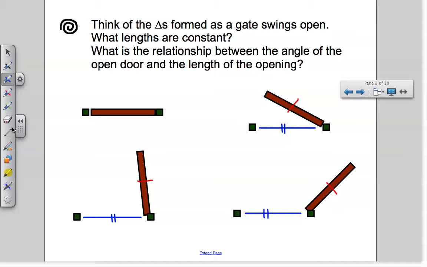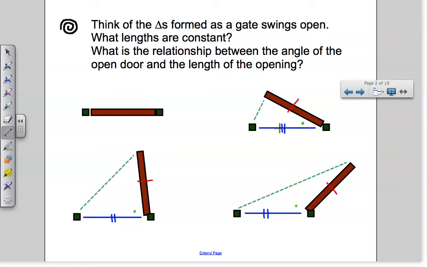And now my question, what's the relationship between the angle of the open door and the length of the opening? Now, angle of the open door, I'm looking at this angle here as related to the length of the opening. This would be the distance of the opening. Well, very small angle, very small opening. Larger angle, larger opening. Obtuse angle, huge angle, and very large opening as well.